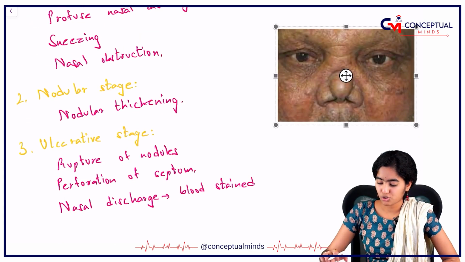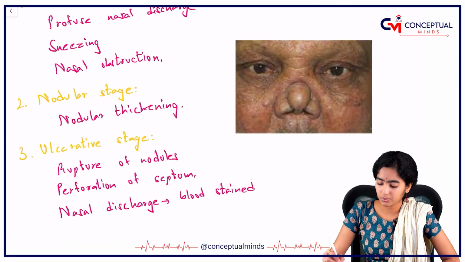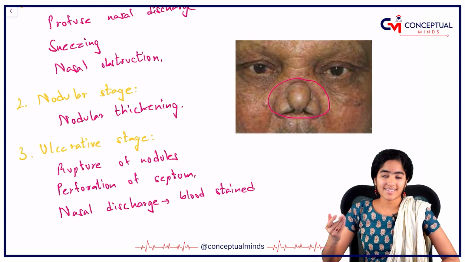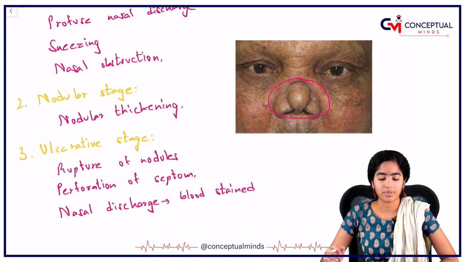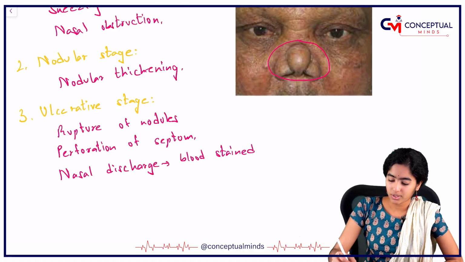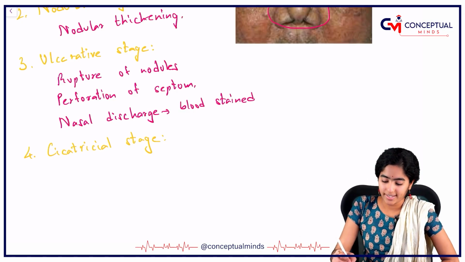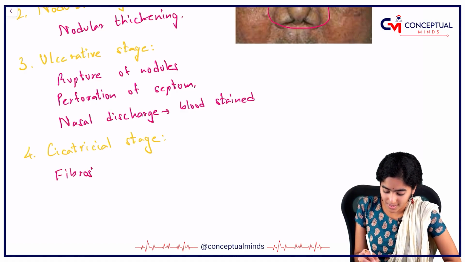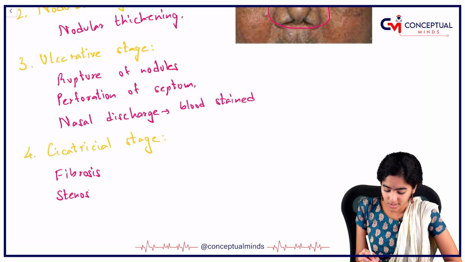Please look at this picture showing the deformity. This is how the nose would become. When the septum is destroyed, later on it can give rise to saddle nose type of deformity. Okay. Now let us look into the next stage, the last stage, that is cicatricial stage. In the cicatricial stage, there is fibrosis. Fibrosis occurs, and like any other disease, it leads to stenosis and adhesions formation.